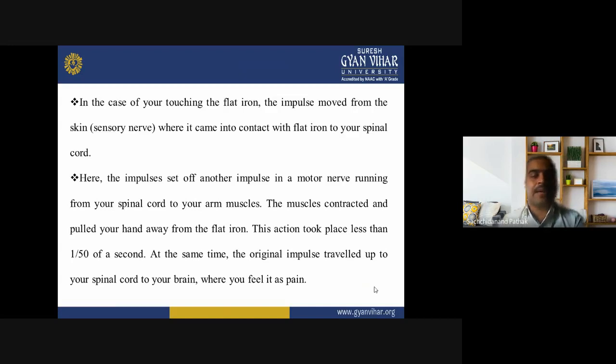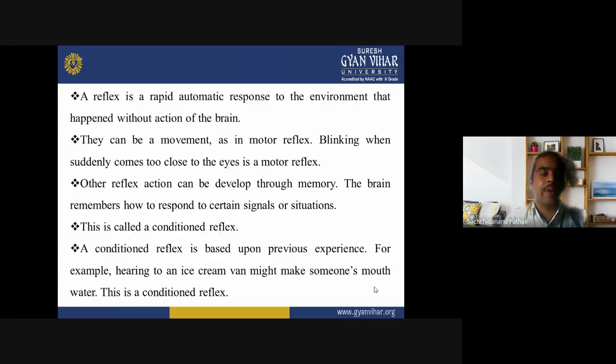But at the same time, this impulse will also travel to the brain from the spinal cord. So then you will feel the pain. If you have injured your hand by touching these things, then you will feel the pain. Now, what is a reflex? A reflex is a rapid automatic response to the environment that happens without the action of the brain.